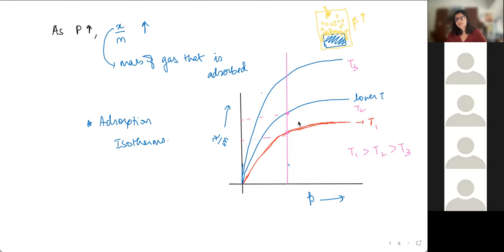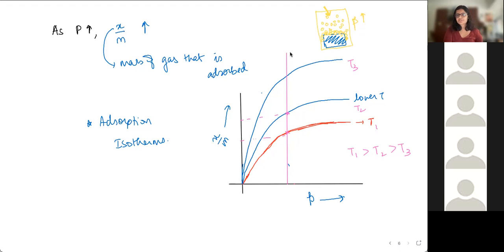Now, if I change the temperature and keep plotting this graph, as the temperature increases, the graph goes lower and lower. So at lower temperatures, the adsorption is the highest, which is what the T3 curve shows. Then if I increase the temperature slightly, I get this one. If I increase it by much more, I get this one. Like that, you can also get the temperature relation by keeping the pressure constant. That is what the pink line is.